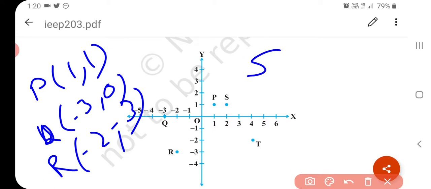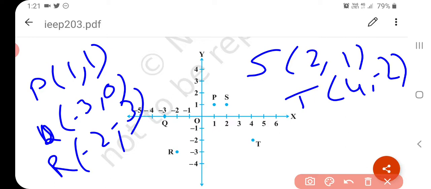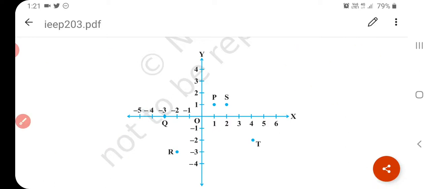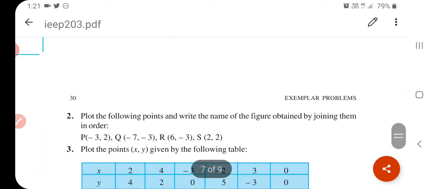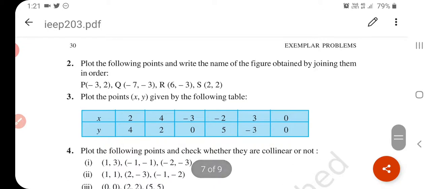So the coordinate of S is (2, 1) and T is (4, -2). This type of question asks you to write all the coordinates of the points. Understand? Now, if you want to plot the points and write the name of the figure obtained by joining them in order, see here: (-3, 2), (-7, -3), (6, -3) and (2, 2).